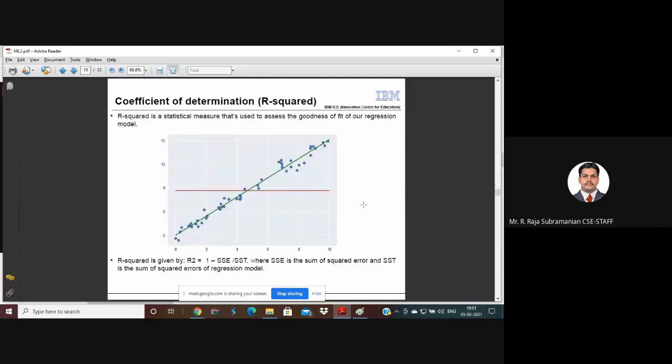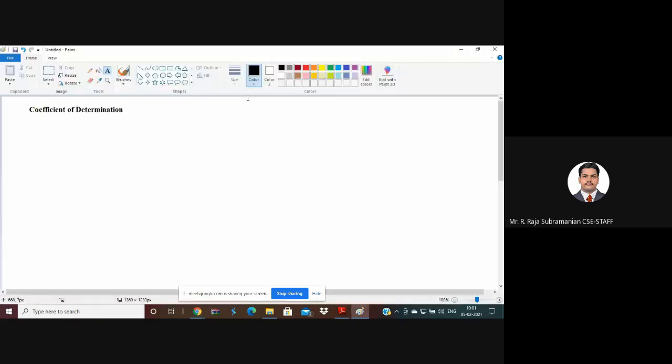Now we will go into the next thing called the coefficient of determination. We have already seen this coefficient of determination in predictive analytics, right? Can anyone say what the coefficient of determination is? Anything that comes to your mind? Yes, can anyone?